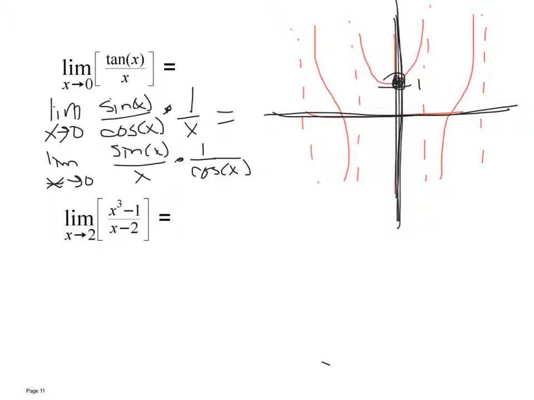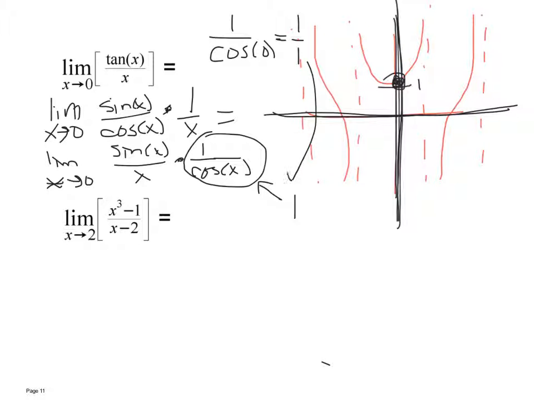But our product rule said that if I could find each individual limit, I'd be good. So I can find this limit right here. If I do 1 over cosine of 0, that's 1 over 1. So that part is just 1. By the way, if you're not getting your graph, it's because you didn't switch your calculator to radians. So you get 1 over 1. That's how I got this value right there.